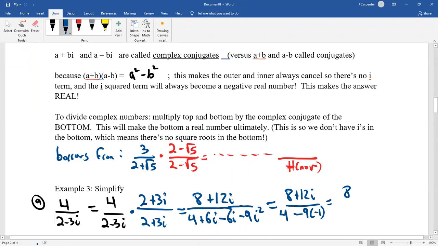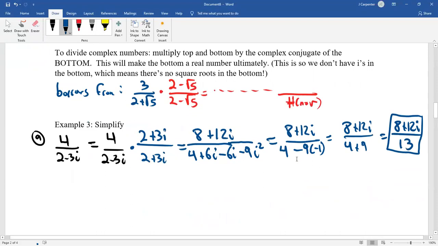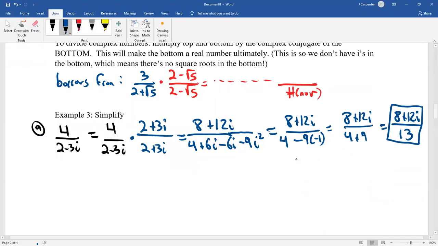So that's 8 plus 12i over 4 plus 9, which is 8 plus 12i over 13. The bottom is a real number, which means there's no square root, which means this is the answer. Sure, you could split this up as 8 over 13 plus 12 over 13i. That would be perfectly fine. And I'm not going to leave it.